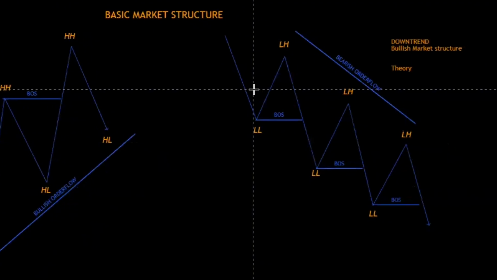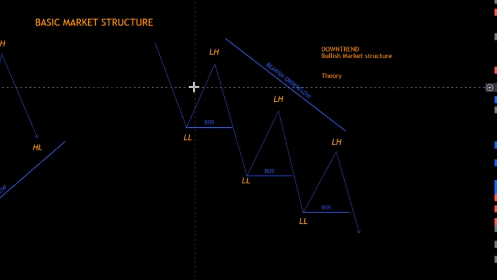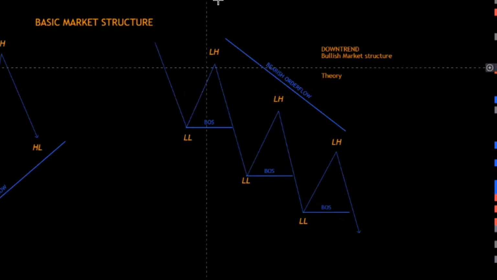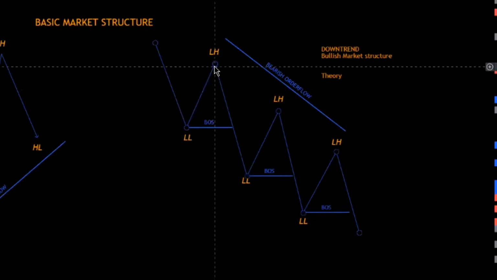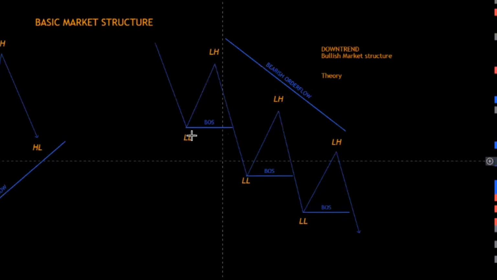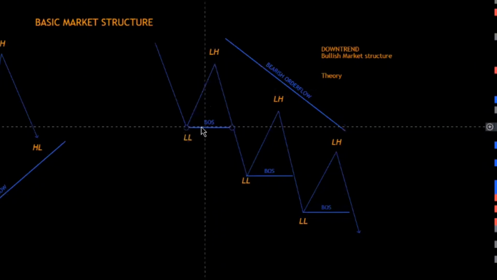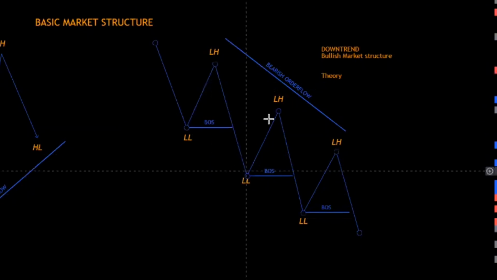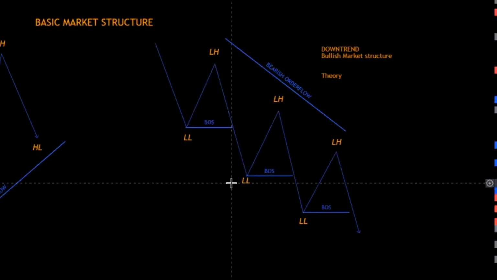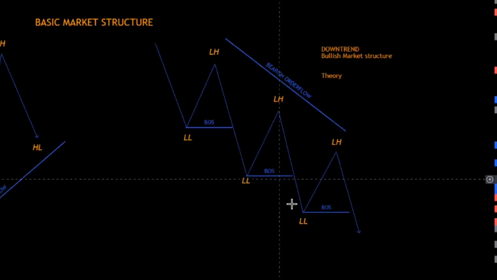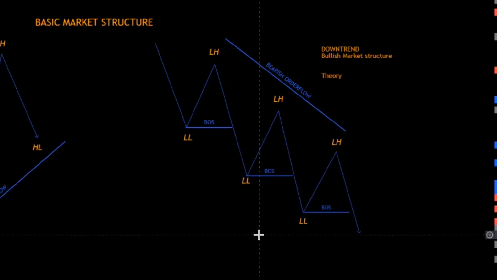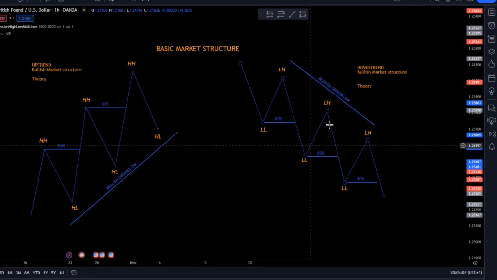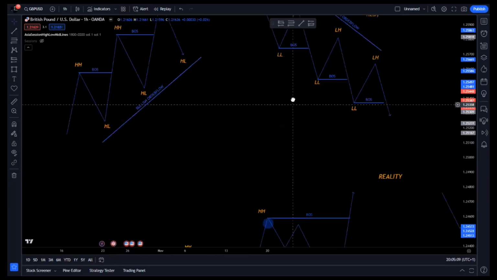And then on your right we have a downtrend, which can also be referred to as a bearish market structure. In a bearish market structure, we have a lower low, lower high, and if this lower high engineers the move to break below the previous lower low, we have a break of structure. Lower low, lower high, it moves below the previous low, we have a break of structure at this point. Lower low, lower high, it moves below the previous low, we have a break of structure at this point. So that is a theoretical example of a downtrend.